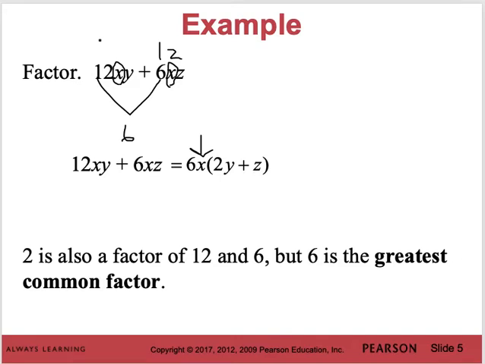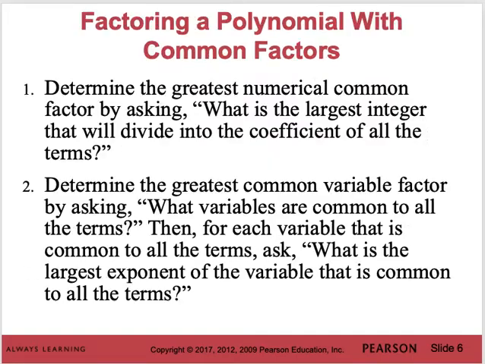12 divided by 6 was 2. We took out the x, we factored it out, and we are left with y. And that's what remains in the parentheses here. So we want to always go with the greatest common factor, and 6 is that greatest common factor between 12 and 6.